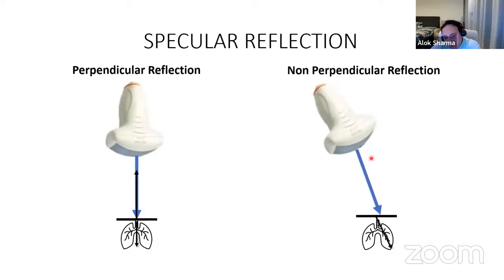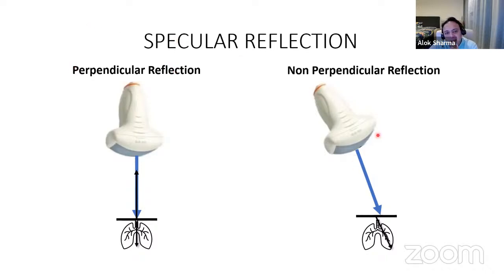Now, non-perpendicular reflection is a very important aspect of specular reflection. Coming back to Mayank's initial lung ultrasound, if you're perpendicular to the lung, you're going to get waves which come back to you with higher intensity because you're going to get less attenuation. And the other aspect is these waves which come back are being generated by the transducer as a whole, so they're coming back to the transducer as a whole. Hence the image being generated is more uniform, more in parallel.